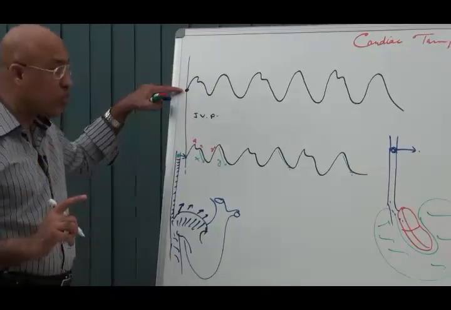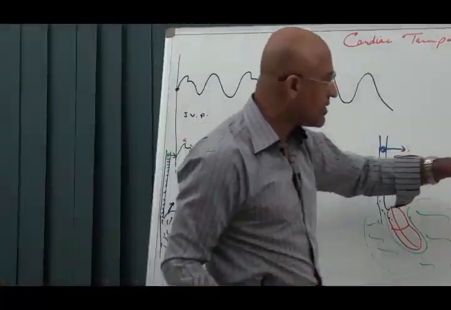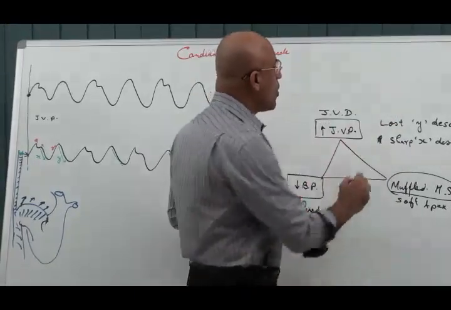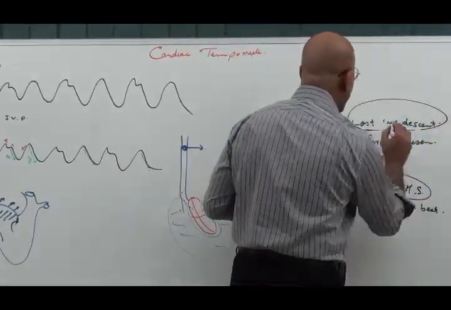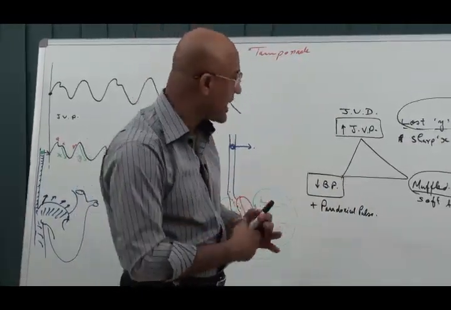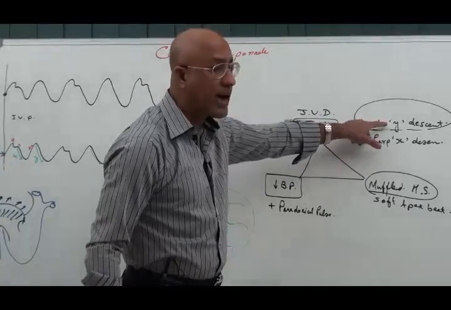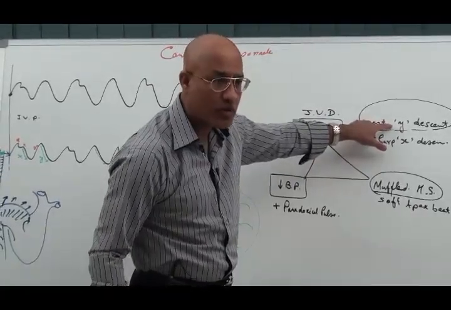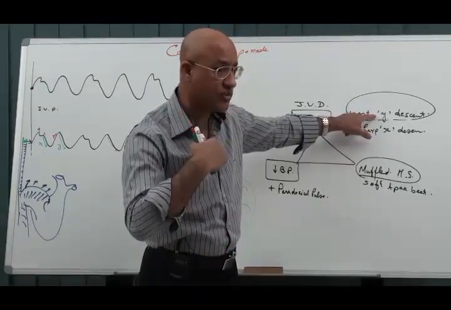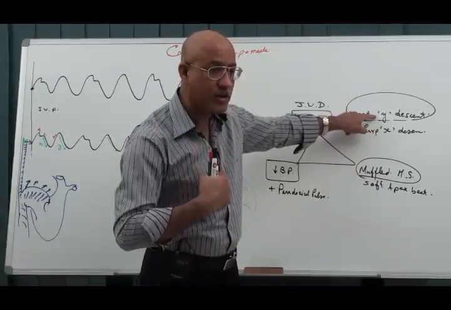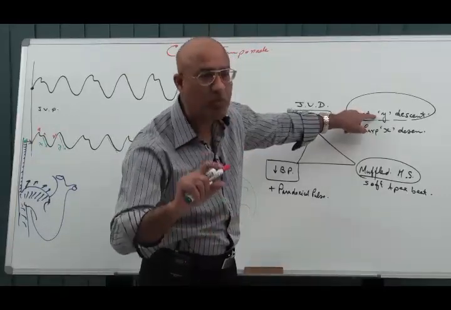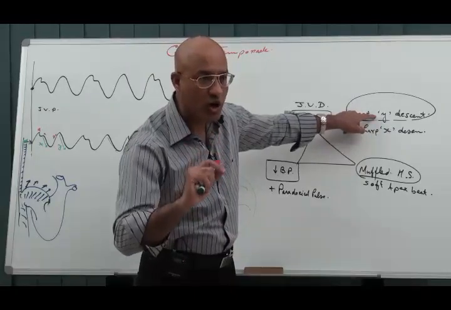Now we come to what waveform will be changed. We said there will be sharp X descent and there will be loss of Y descent. Loss of Y descent is more strongly associated with it. And I want my students to understand very clearly why Y descent is lost, because it's a very, very sensitive sign. You may not observe it very well here, but with central venous tracing or right atrial pressure tracing, you can see it very clearly that Y descent is blunted or reduced or lost.